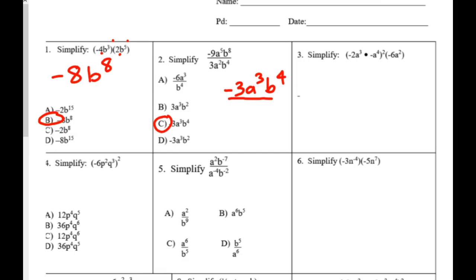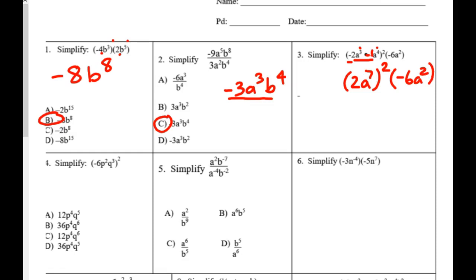Okay, over here. So let's simplify this first. We have a negative 2 times a negative 1 is a positive 2. And then I add these powers, a3 and a4, 3 plus 4 is 7. And then I'm going to bring everything else down.